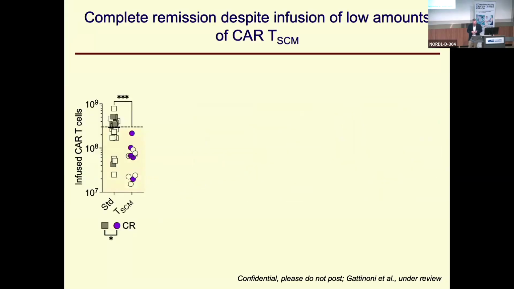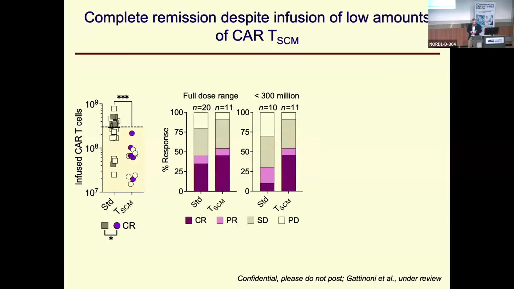So as I mentioned before, the number of infused cells is different between the two groups of patients. So in general, we have about a median of 300 million cells given in total for the standard, and about 6 or 7 times fewer cells in the case of the TSCM. So if we're looking at the full dose range, there's not very much of a difference in terms of the clinical outcome of these patients. So pretty much the same number goes into complete remission, partial response, stable or progressive disease.